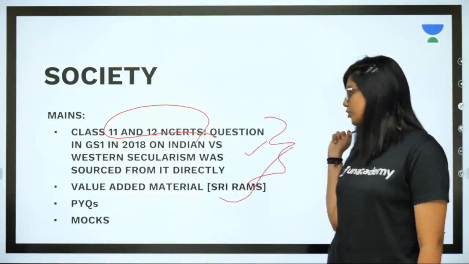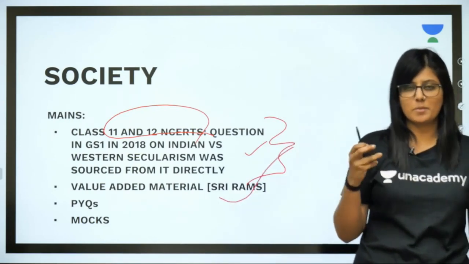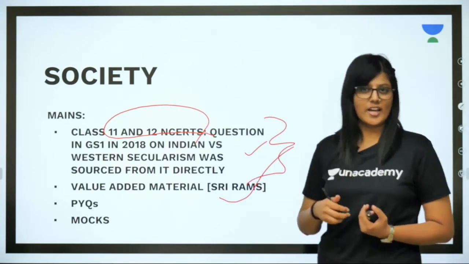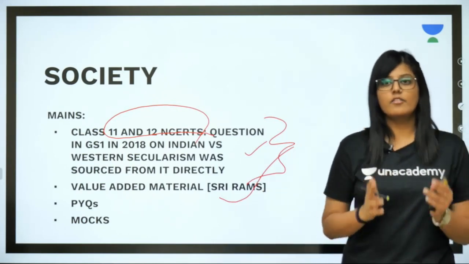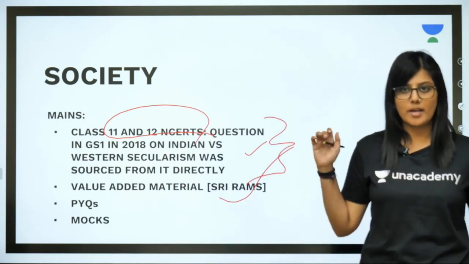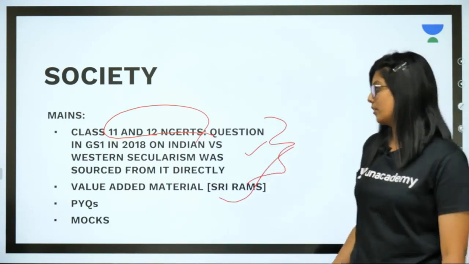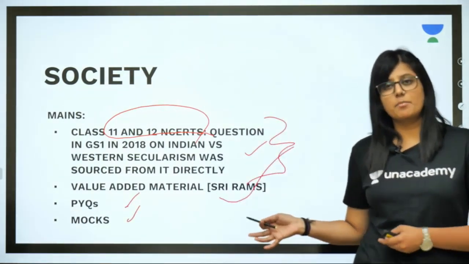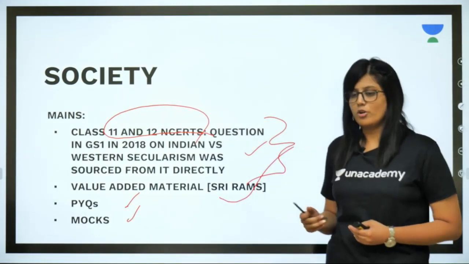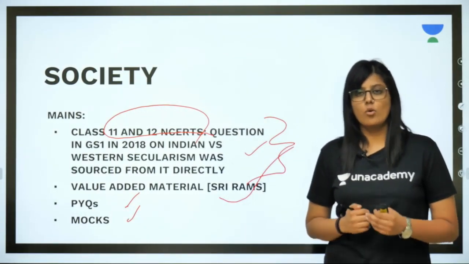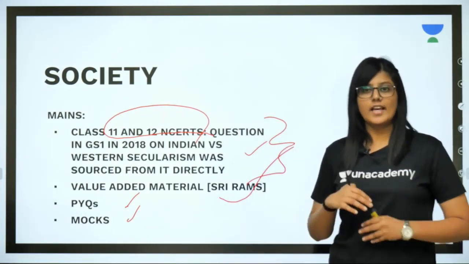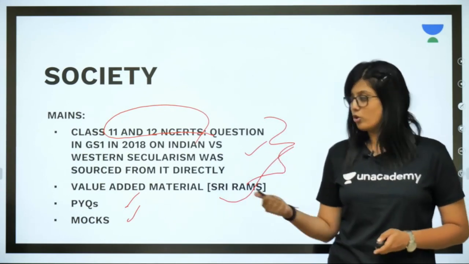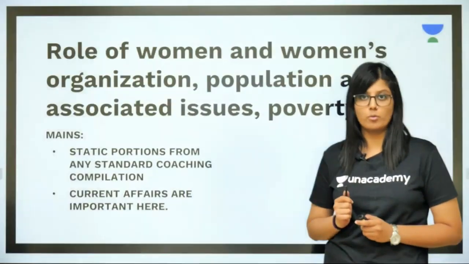Value added material, I did use Sri Ram's value added material on society for topics like regionalism and parochialism, etc. So you can use any material, but again, cover the topics from the syllabus, from any source. PYQs and mocks are written here because in the society portion there are a lot of new issues on women and old persons and children, and that is why you collect your content using mocks. There is no standard book for it. So also focus on mocks when it comes to society in paper 1.